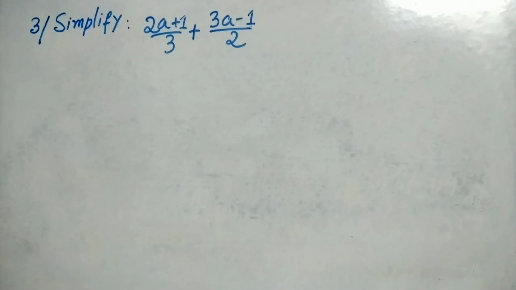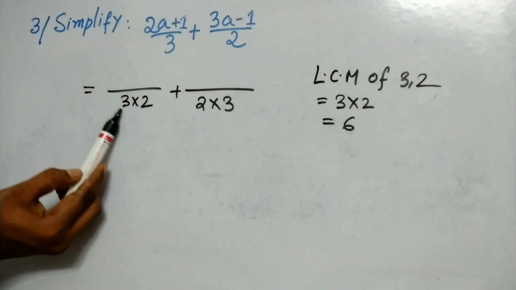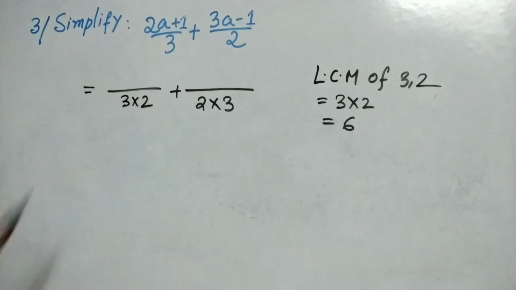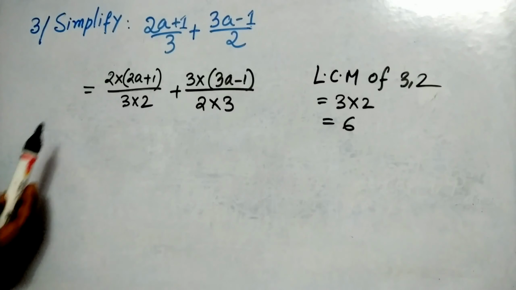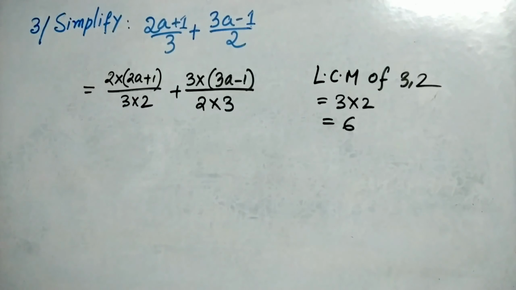Question number 3 says: simplify (2a + 1)/3 + (3a - 1)/2. So we have to convert this into like fractions. Since 3 and 2 are both prime numbers, their LCM is 3 into 2, that is 6, and we are converting the denominators into 6. So we can easily say that 3 into 2 is 6 and 2 into 3 is 6. To keep the balance, we are multiplying the numerators with 2 and here with 3.